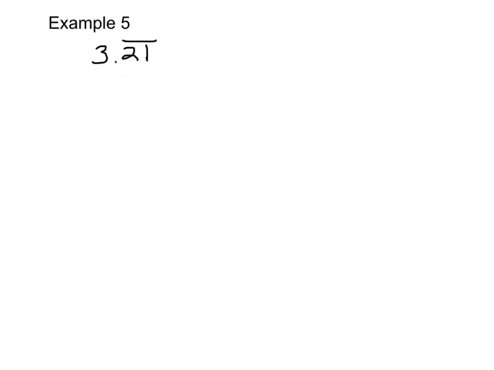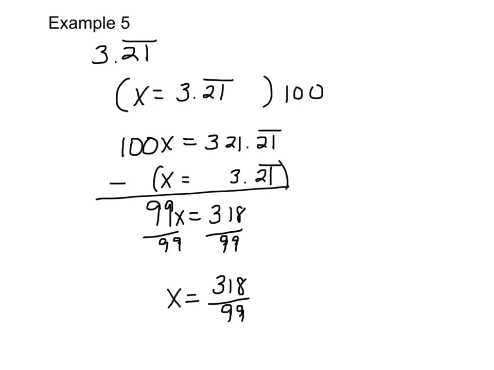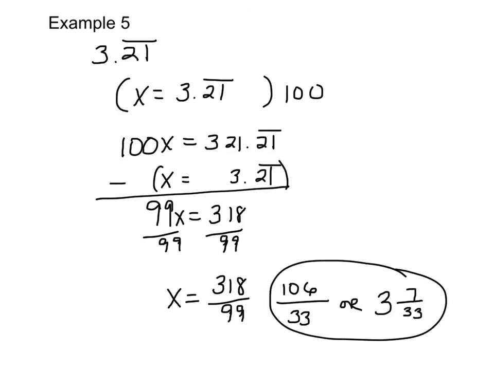I want you to try number 5 yourself. Pause the video and do this yourself. 3.21 and the 21 is repeating. If you simplify this, 318 divided by 99, you're going to get 106 divided by 33. Or you could write it as 3 and 7/33.